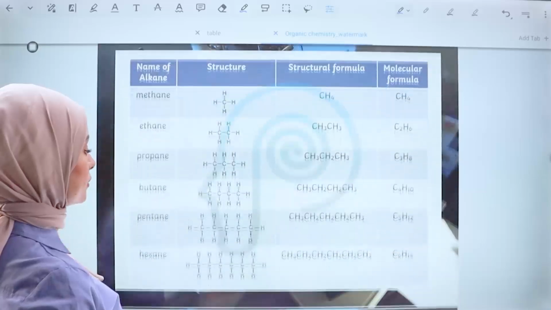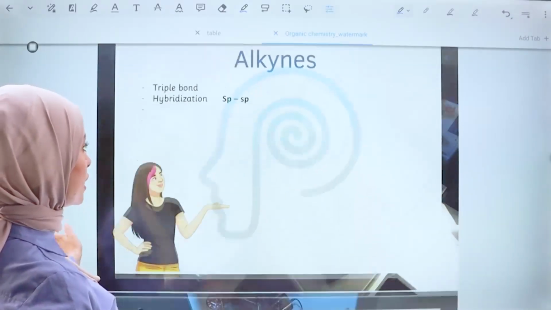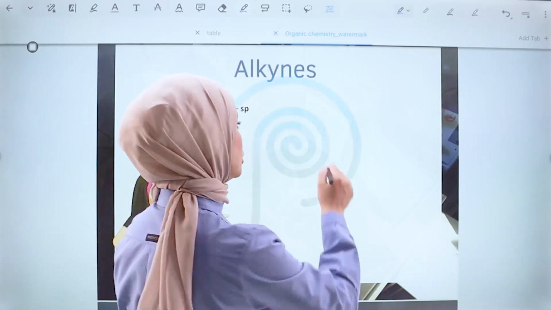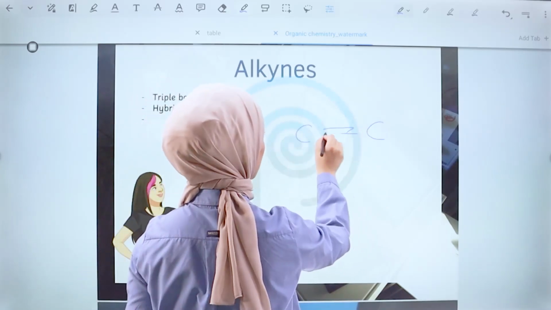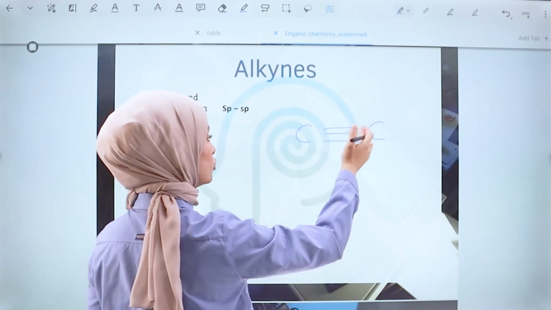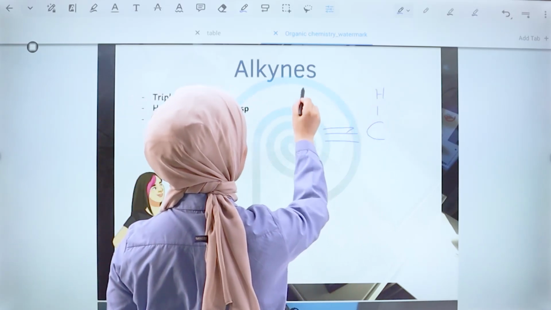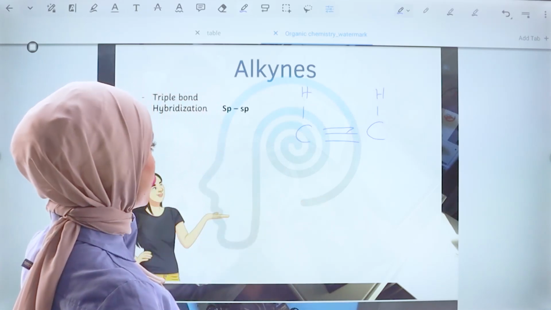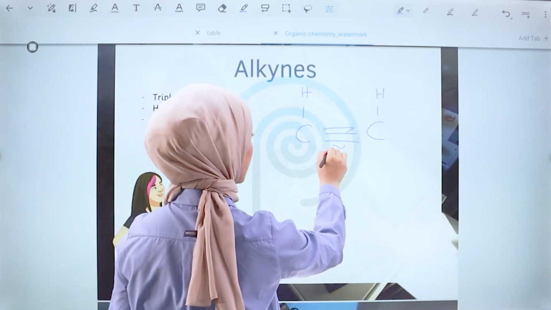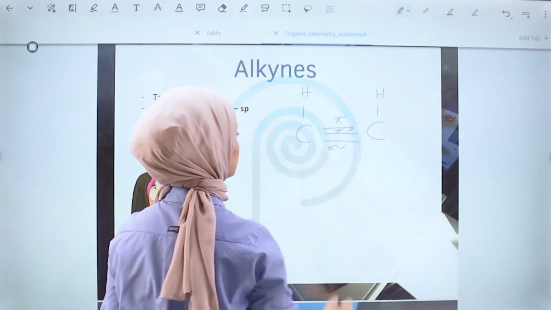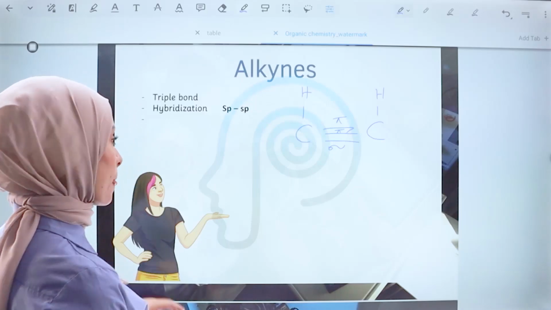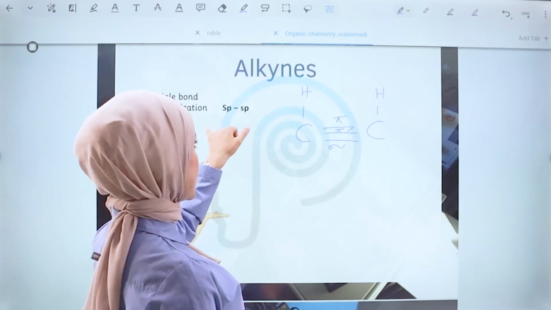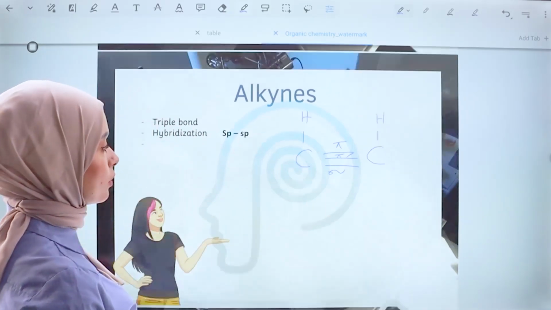Moving to alkynes. Alkynes are hydrocarbons with a triple bond between 2 carbon atoms. So if I have carbon with carbon and here I have a triple bond, then I have to end with only 1 hydrogen for each carbon atom. This is also called an unsaturated hydrocarbon because I have a triple bond. The first one is sigma, the other one is pi, and the other one is pi. This is called a triple bond. And the hybridization between the carbon and carbon is sp only, between the 2 carbons in the alkynes.